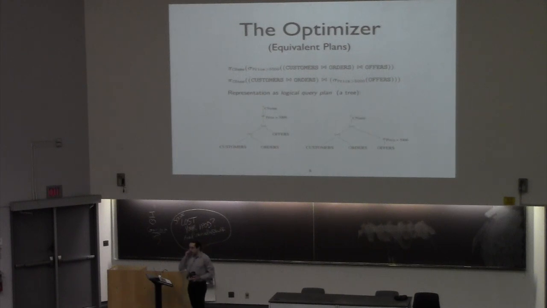Okay, so the selection commutes with join as long as the selection predicate only applies to one of the two sides. So we can essentially push the selection down, and that ends up reducing the number of orders that we need to process in that join query. So when doing these kinds of optimizations, what kind of things do we need to take into account?